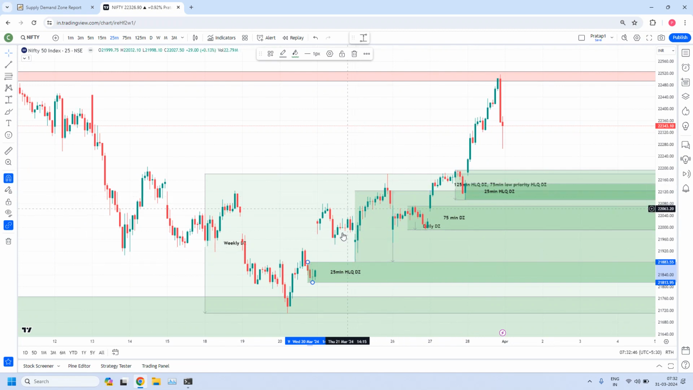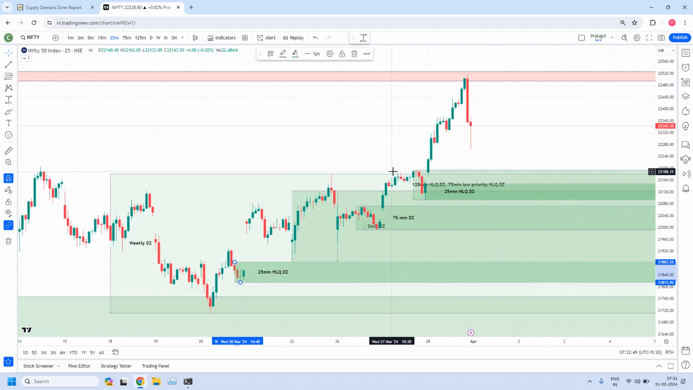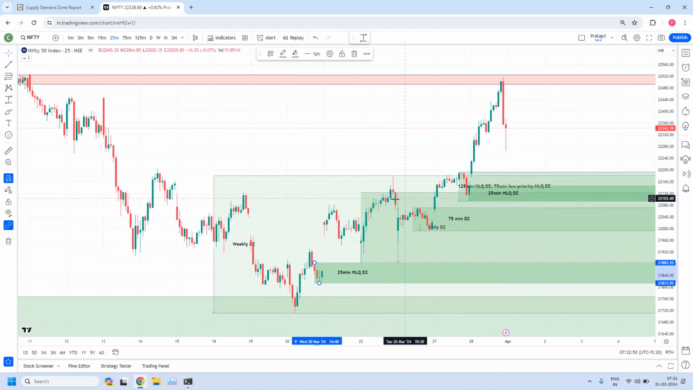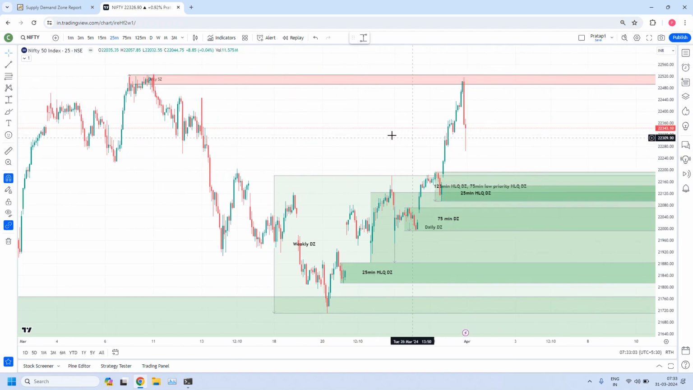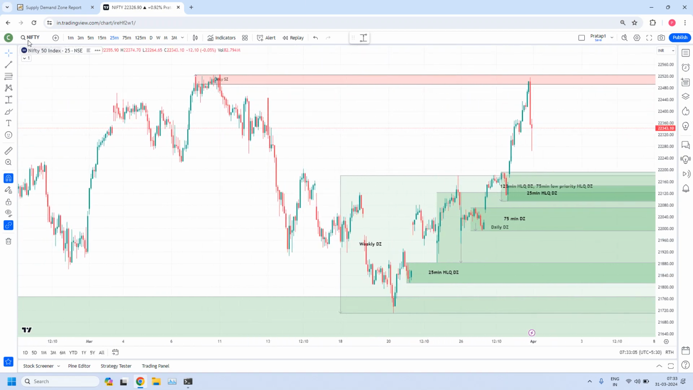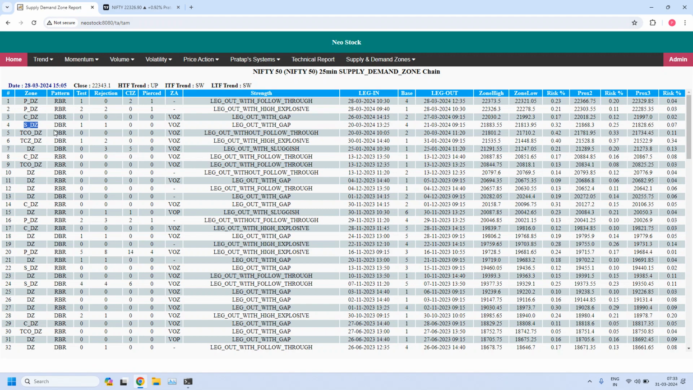It held the prices, then created this entire zone. Probably this is the daily zone. Inside weekly 25, this is the one that created this daily zone, and inside this daily, a 75 minutes zone is there. Okay, fine. This is the only thing about 25 minutes. We don't have supply zones.